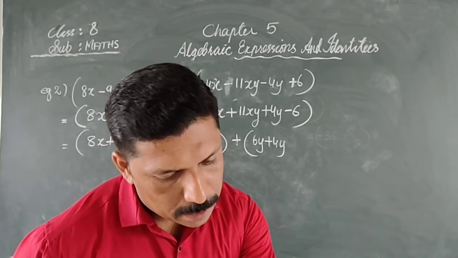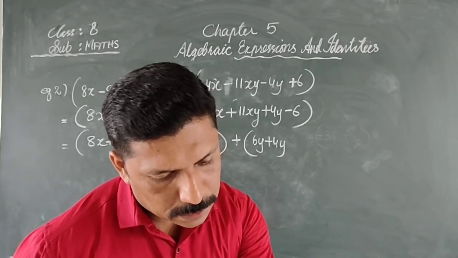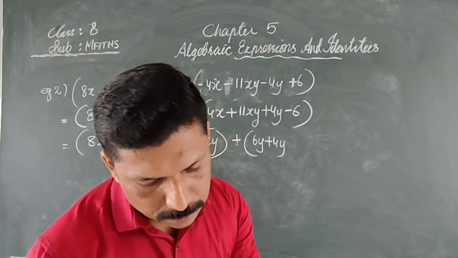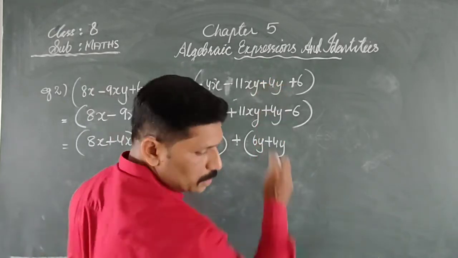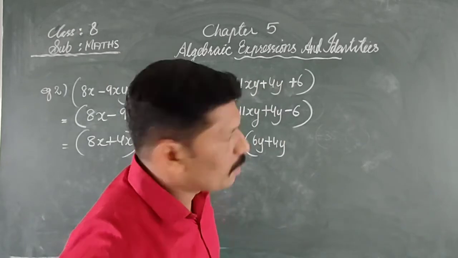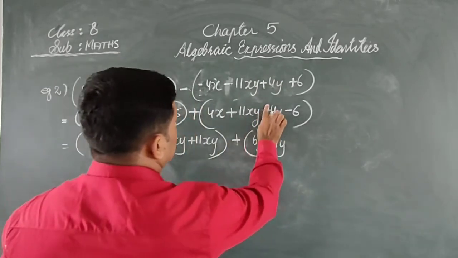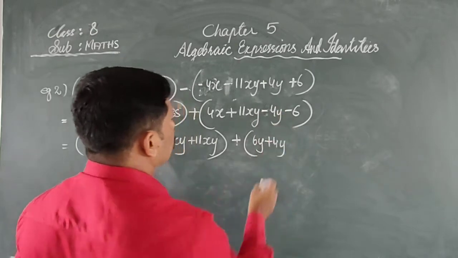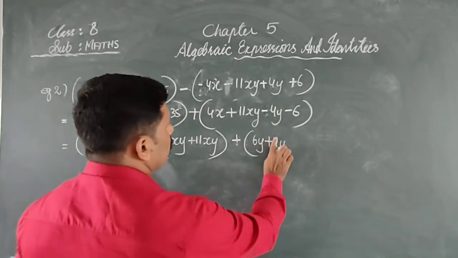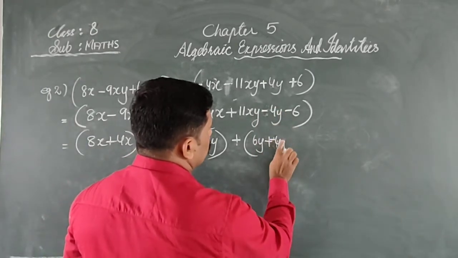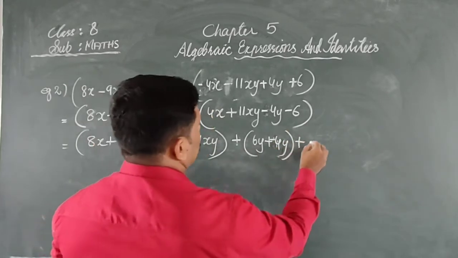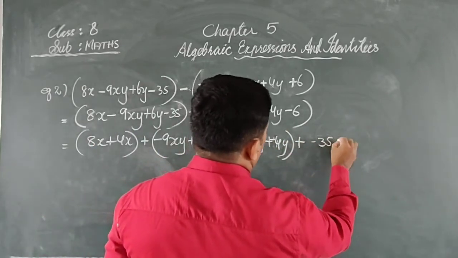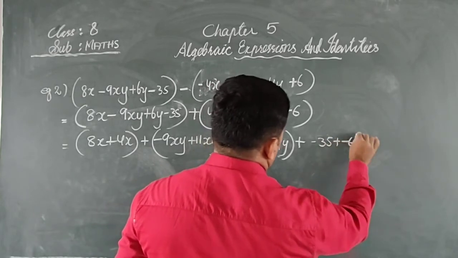Okay, both are positive numbers, 6y. Here it is 4y positive, that is actually in the question it is given positive. So this changes to negative. Okay, and 4y, and here negative 4y plus negative 35 plus minus 6.